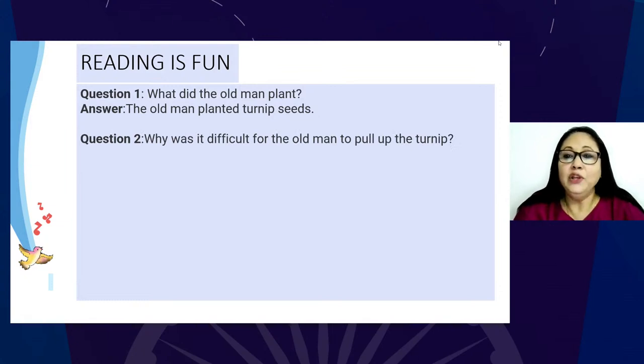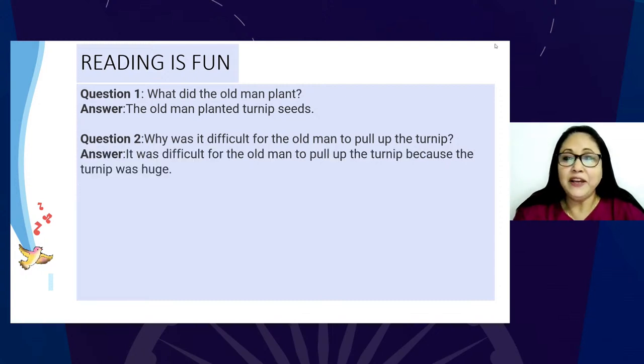Why was it difficult for the old man to pull up the turnip? Because it was very enormous. It was huge. So beautifully said, sir. It was difficult for the old man to pull up the turnip because the turnip was huge. So children, whenever you tell an answer, it has to start with the entire sentence. So you will say, it was difficult for the old man to pull up the turnip because the turnip was huge. So that frames your answer.